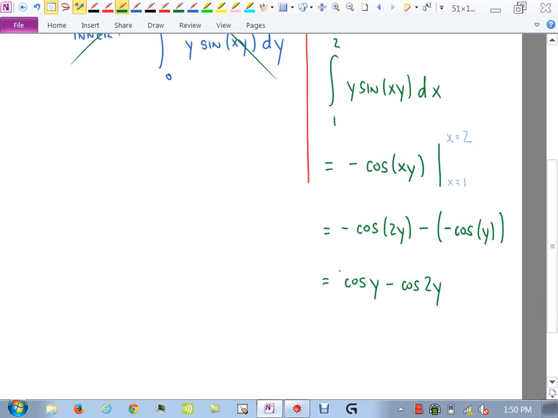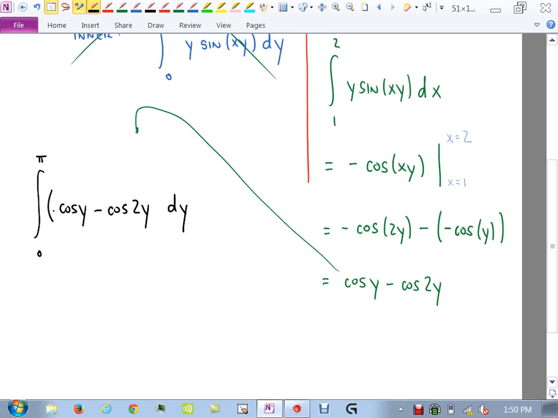So let's go into the outer one now. It was integral from 0 to pi of cosine y minus cosine 2y dy, right? Antiderivative of cosine y is sine y. Antiderivative of cosine 2y, minus 1/2 sine 2y. Evaluated from 0 to pi.